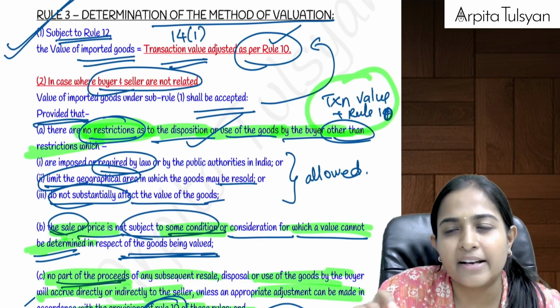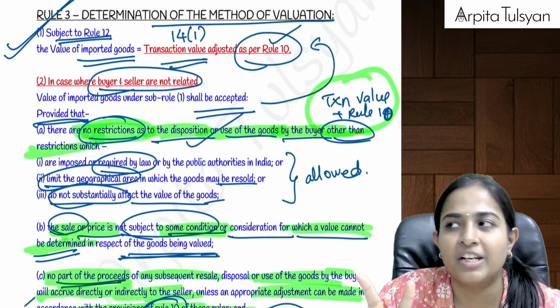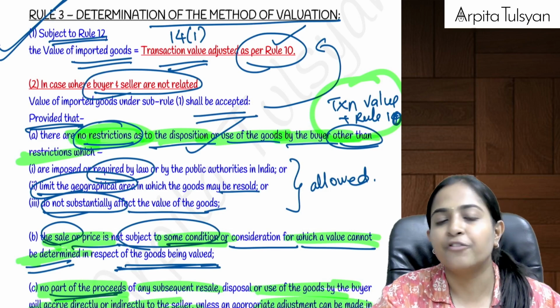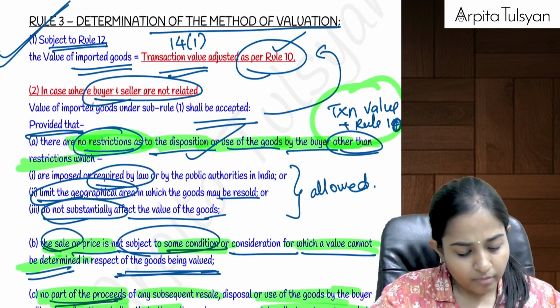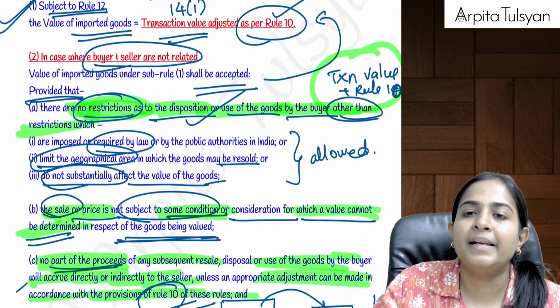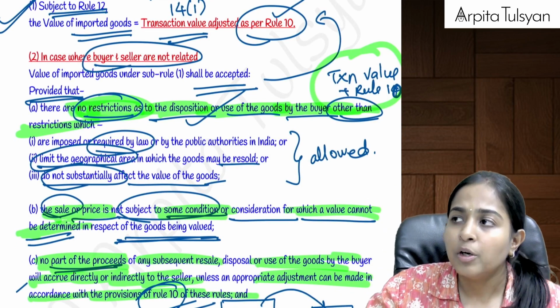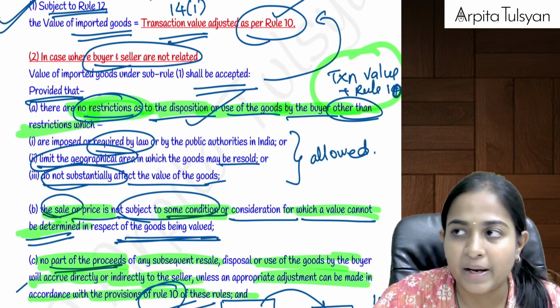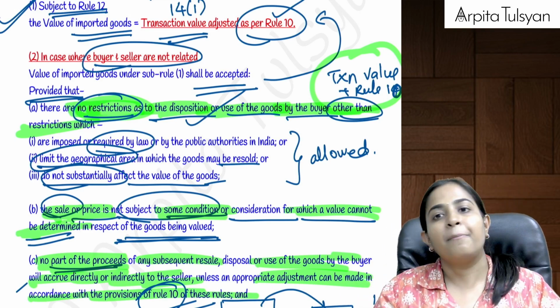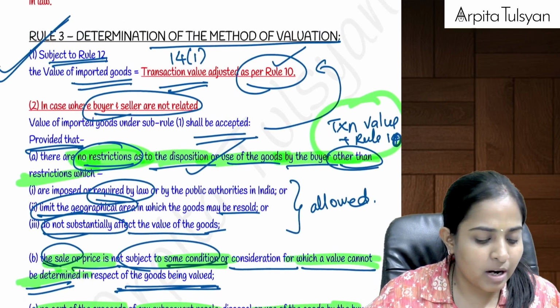You can just read the definitions once, and just focus on two definitions. One is of similar goods and the other is of identical goods, because we are going to use them further in our rules. Then, going ahead to the rules. Section number 14 simply said that customs duty will be payable on the transaction value. But along with that, section number 14 also said that please refer to the customs valuation rules. So now, coming to rule number 3.